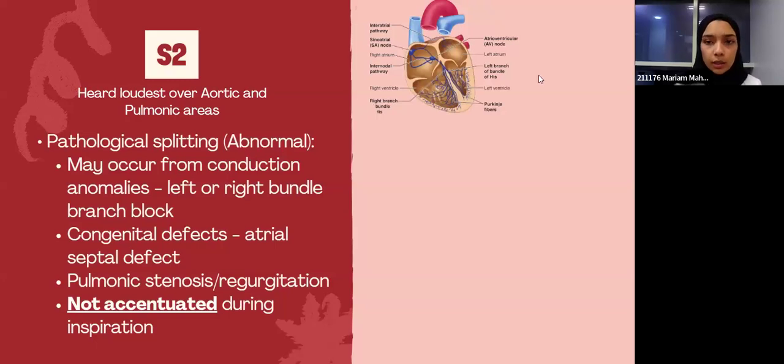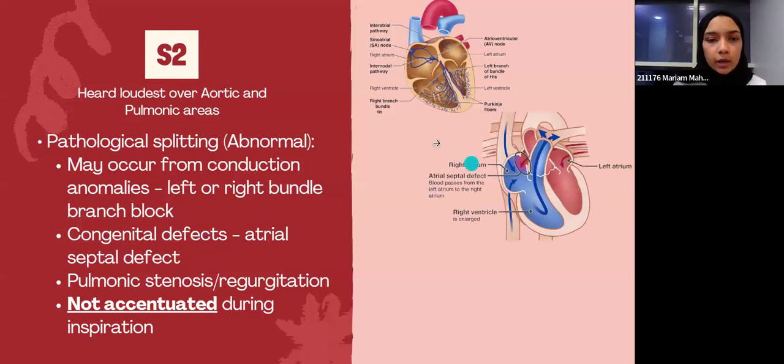And then for the pathological, basically, like we said, if there is a conduction problem, so if there is a problem like a right bundle branch block, okay, the electricity will reach the left ventricle faster, as we said. So the right heart will take a longer time than the left heart to empty. Is that clear?